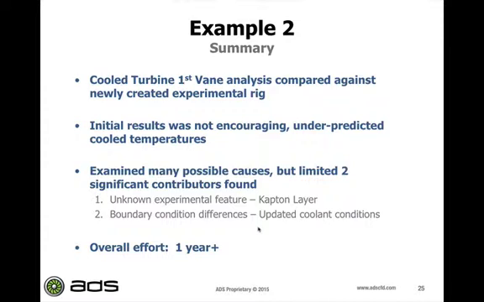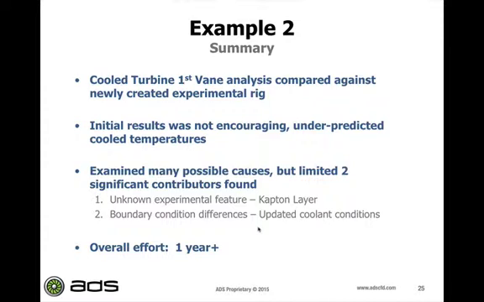Okay, so let me quickly do a summary for example 2, the cooled turbine first vane conjugate heat transfer analysis, compared against newly created experimental rig data. Our initial results, as usual, were not very encouraging, and what bothered us most was that it underpredicted the pressure side temperature. We really went through many causes, some with smaller effect, some with larger effect.